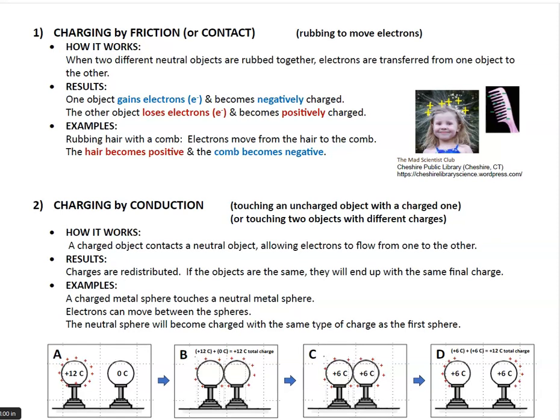Now, I mentioned two other materials that could be rubbed together, amber and silk. And the reason why I mention this is if you grew up in the United States and you were asked who discovered electricity, most of us would say Benjamin Franklin.